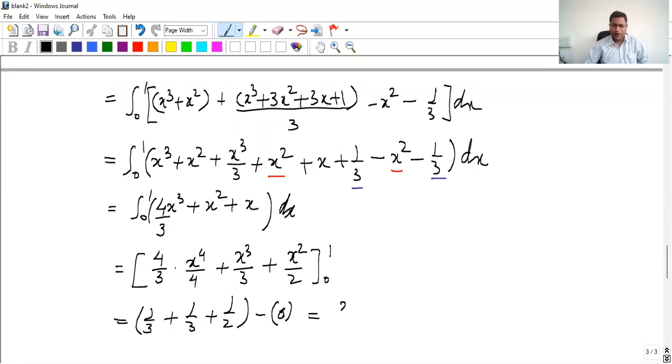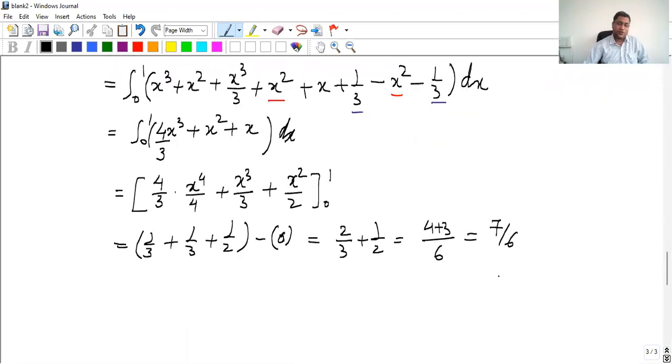Okay. So what we got here? We got 2 by 3 plus 1 by 2. So we can have here, this is going to be 6. Is that okay? Yes, sir, the LCM 6. Okay, so this will be 4 plus 3. So it is going to be 7 by 6. So here we got I is equal to 7 by 6. So this is the value of the integral.